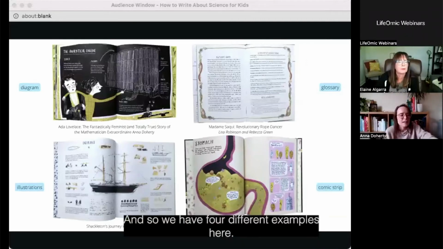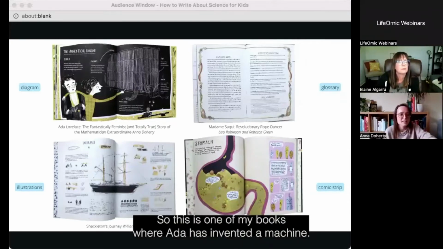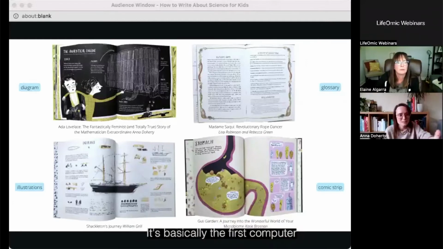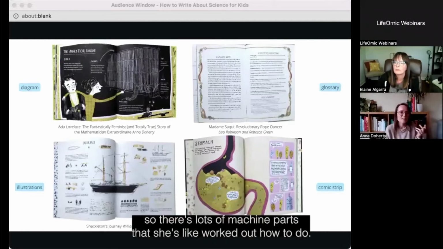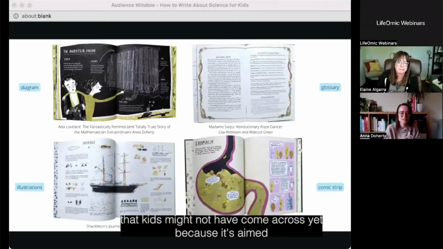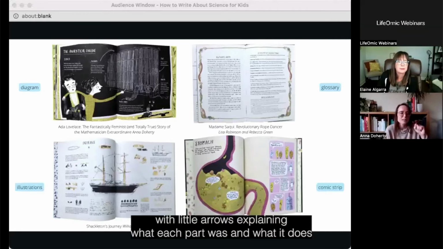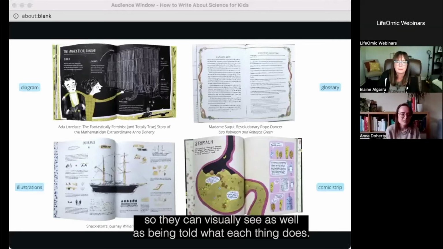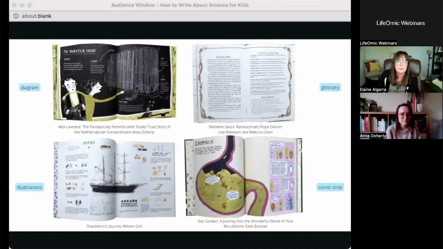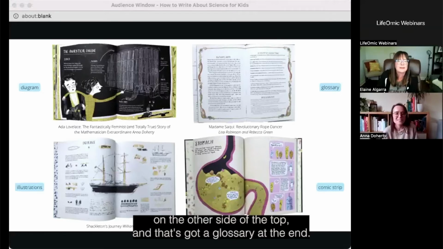So we have 4 different examples here. The top one is Ada Lovelace. This is one of my books where Ada has invented a machine. It's basically the first computer. There's loads of machine parts that she's worked out how to do, and I wanted to show this, but they were words like cog or memory that kids might not have come across yet, because it's aimed at 5 to 8-year-olds. So I made the design of her machine with little arrows explaining what each part was and what it does, so they can visually see as well as being told what each thing does.